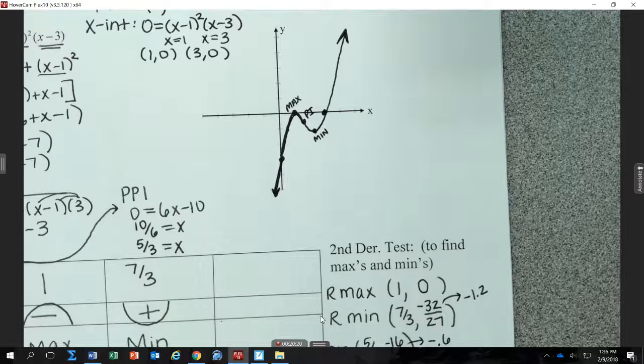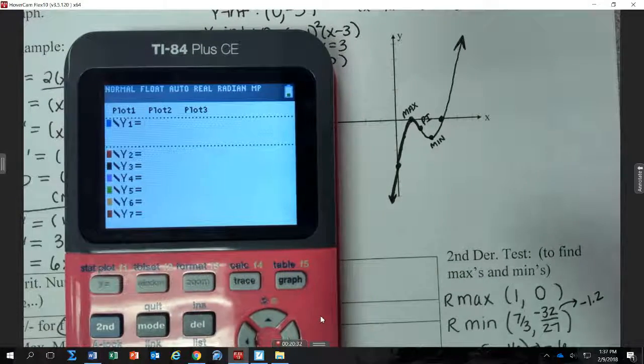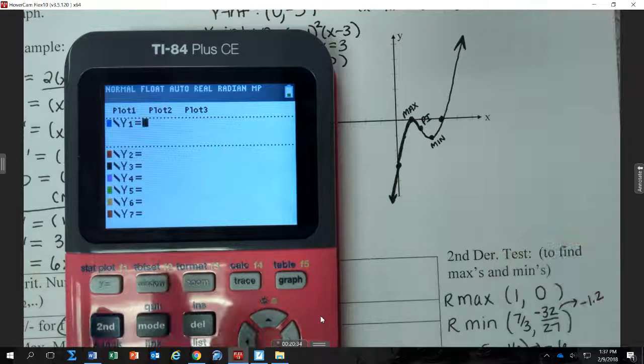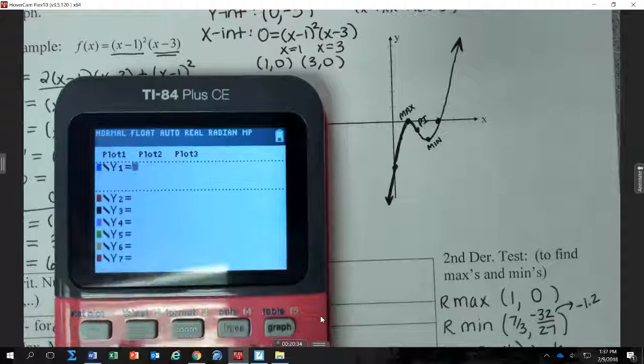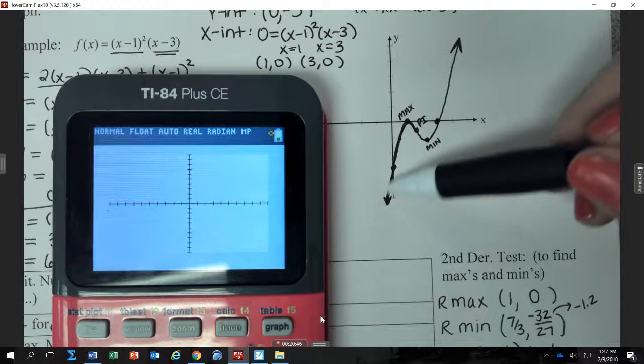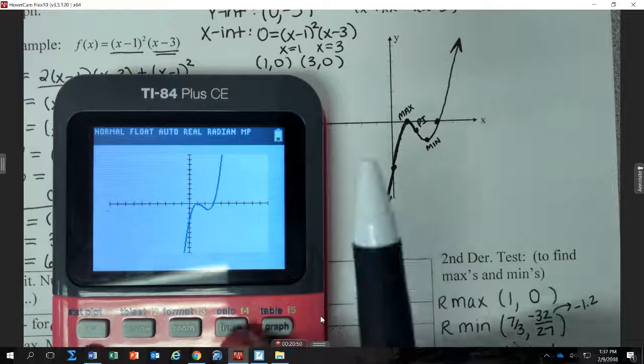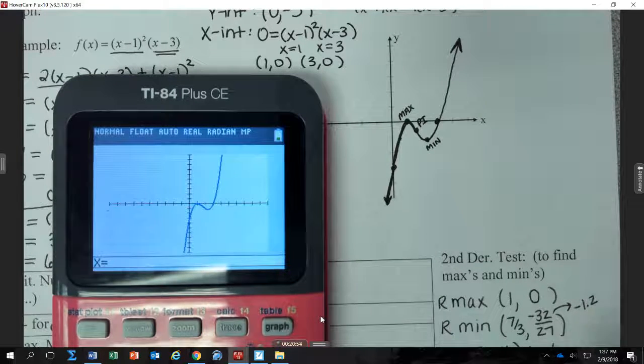So the whole point of the test is to be able to do this with no graphing calculator. Okay, so on your homework, I want you to try to do it with no graphing calculator, but at the end, it's smart to just, after you've done the problem with no calculator, check your work with the calculator to see if you did it right. So in your y1, I would put in x minus 1 squared and x minus 3. Graph it. See if it looks right.